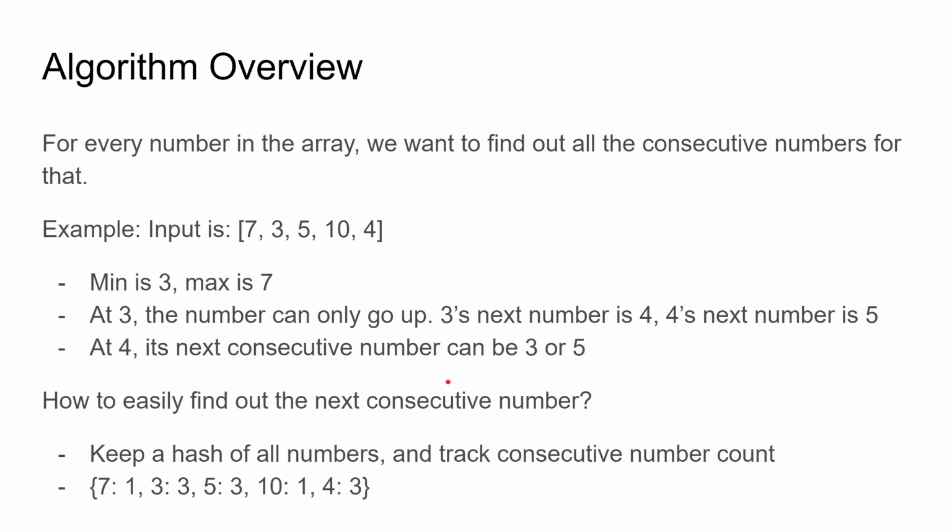But how do we easily find the next consecutive number? It will keep a hash of all the numbers and track the consecutive number count. For example, for 7, 3, 5, 10, 4: 7 has 1 because there are no consecutive numbers for 7. 3 has 3 because it has 4 and 5, so 3, 4, 5 is 3. 5 has 3 because 5 is part of 3, 4, 5. And 10 has 1 because it has no consecutive numbers, and 4 has 3 because it has 3 and 5 as consecutive numbers. So the output would be 3, because the longest length, the biggest hash value in this hash, is 3.